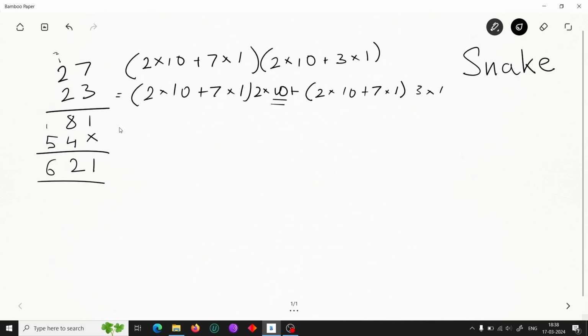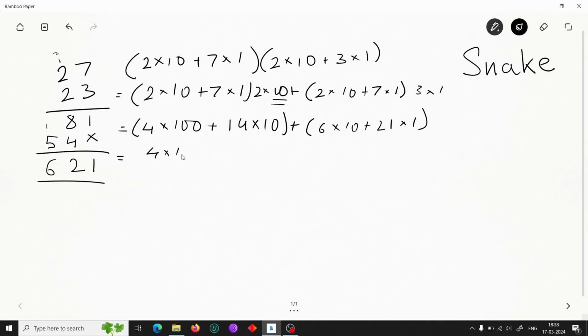So you see, in the next step, if we multiply the 2's and 10's, this would be 4 times 100 plus 14 times 10. Okay, let's leave it at that for now. And then on this side, it would simply be 6 times 10 plus 21 times 1. Okay, now this 14 here and this 21 here can be expanded further. So let's do that.